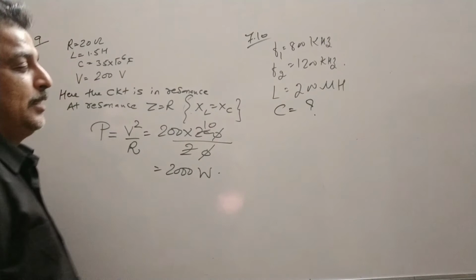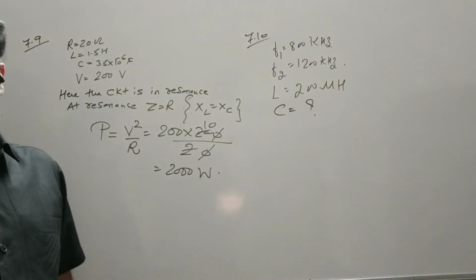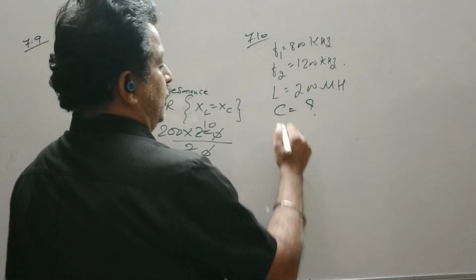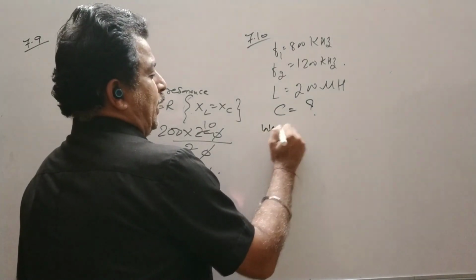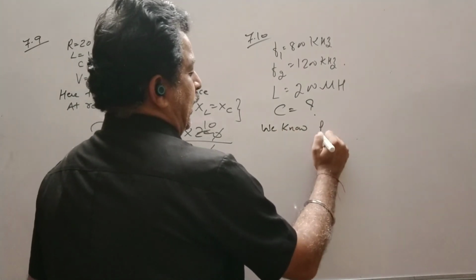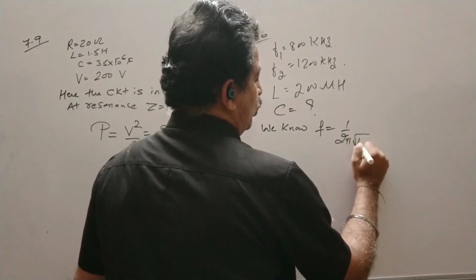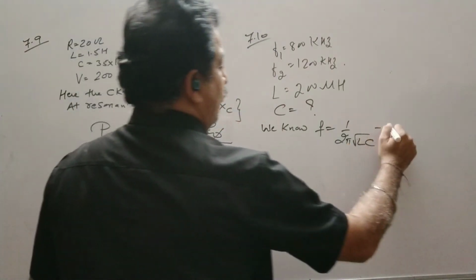But in the resonance circuit also you have seen that the value of C is variable. Here we have an LC circuit. We have to find out the value of C. So we know that F naught or F is equal to 1 upon 2 pi under root LC. This is a general formula.